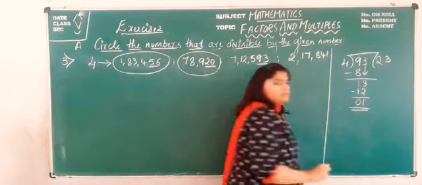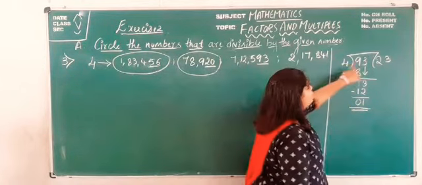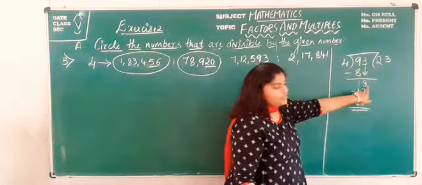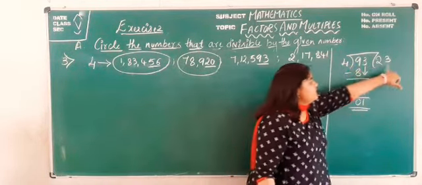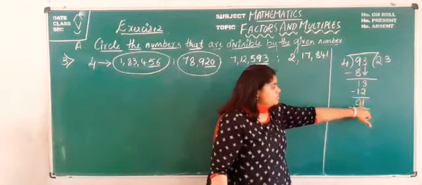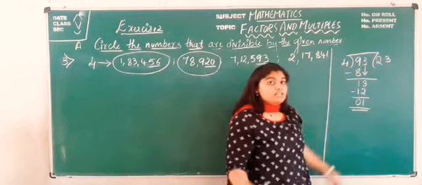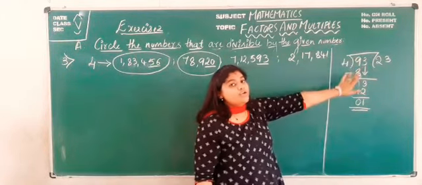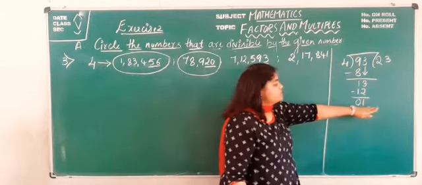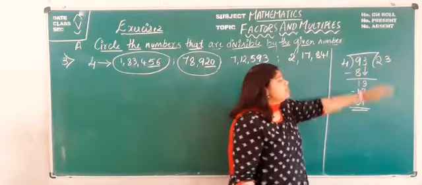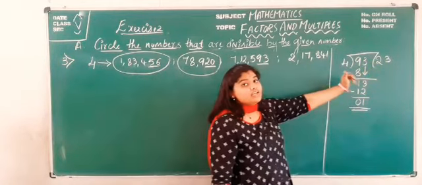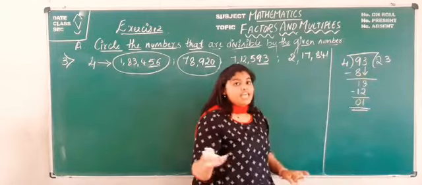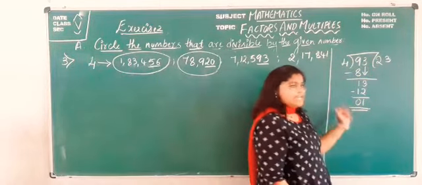So I got 1 as the remainder. 4 threes are 12. 13 minus 12 is 1. So we got 1 as the remainder. Therefore, 93 is not divisible by 4, because here we have got 1 as the remainder. So 4 is not dividing 93 exactly.